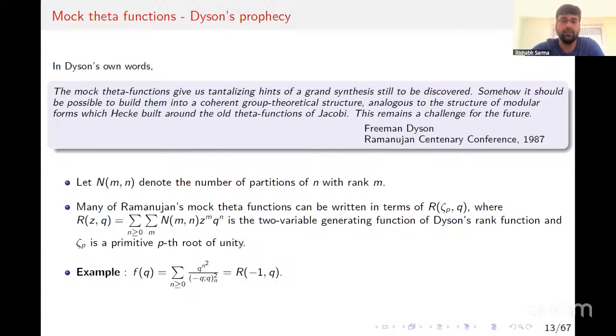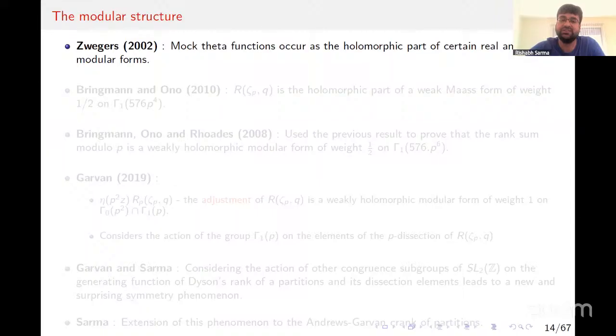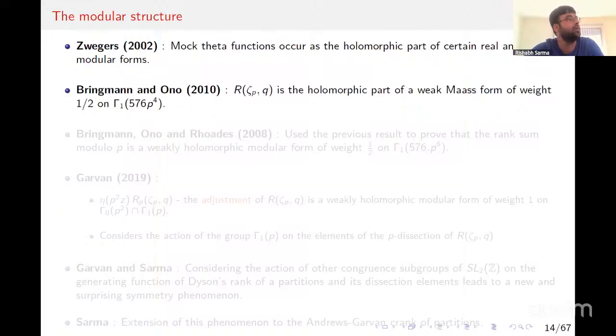Here is an example. The following mock theta function of Ramanujan is equal to R(-1;q), where we replace z by minus 1. The first big breakthrough in Dyson's prophecy came in 2002 when Sander Zwegers, in his PhD thesis, showed how the mock theta functions occur as the holomorphic part of certain real analytic modular forms. Bringmann and Ono, building on Zwegers' work in 2008, I believe, found that the rank generating function, once again with z replaced by the primitive pth root of unity zeta_p, is the holomorphic part of a weak Maass form of weight 1/2 on the large congruence subgroup Gamma_1(576 p^4).